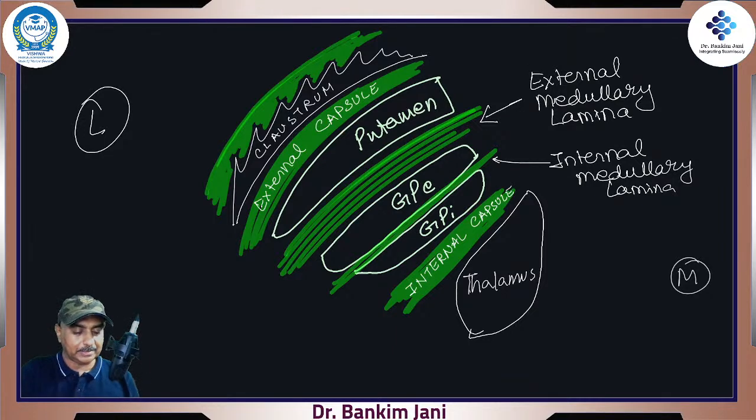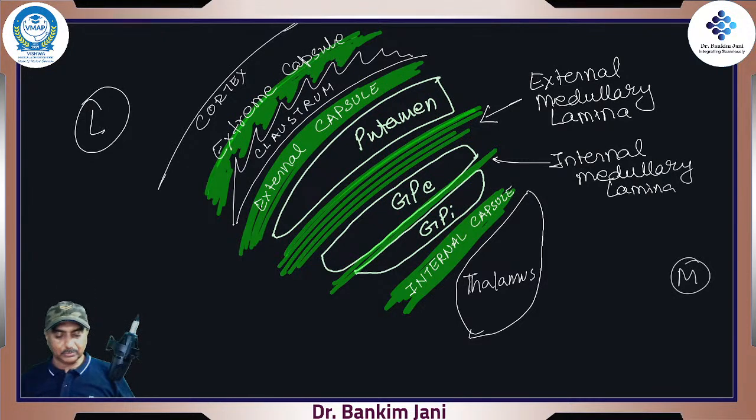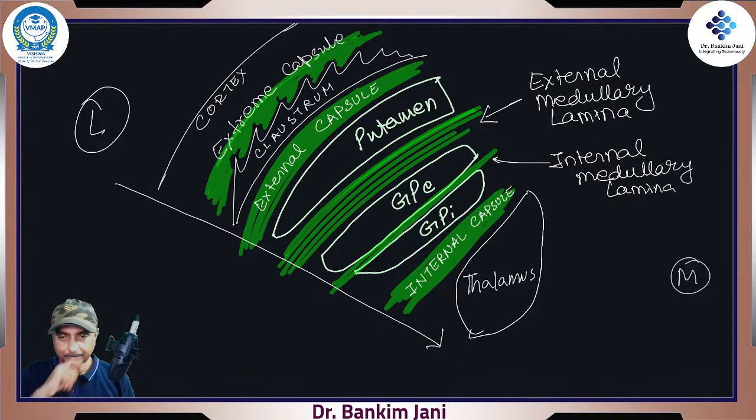That one is called the extreme capsule, right? Extreme capsule. And then the cortex. So that's how things go all the way from lateral as you enter into the brain. So cortex, then external capsule. There were also these medullary lamina, but that's what I'm telling: these fibers, when we watch how they are connected, it will start making sense.